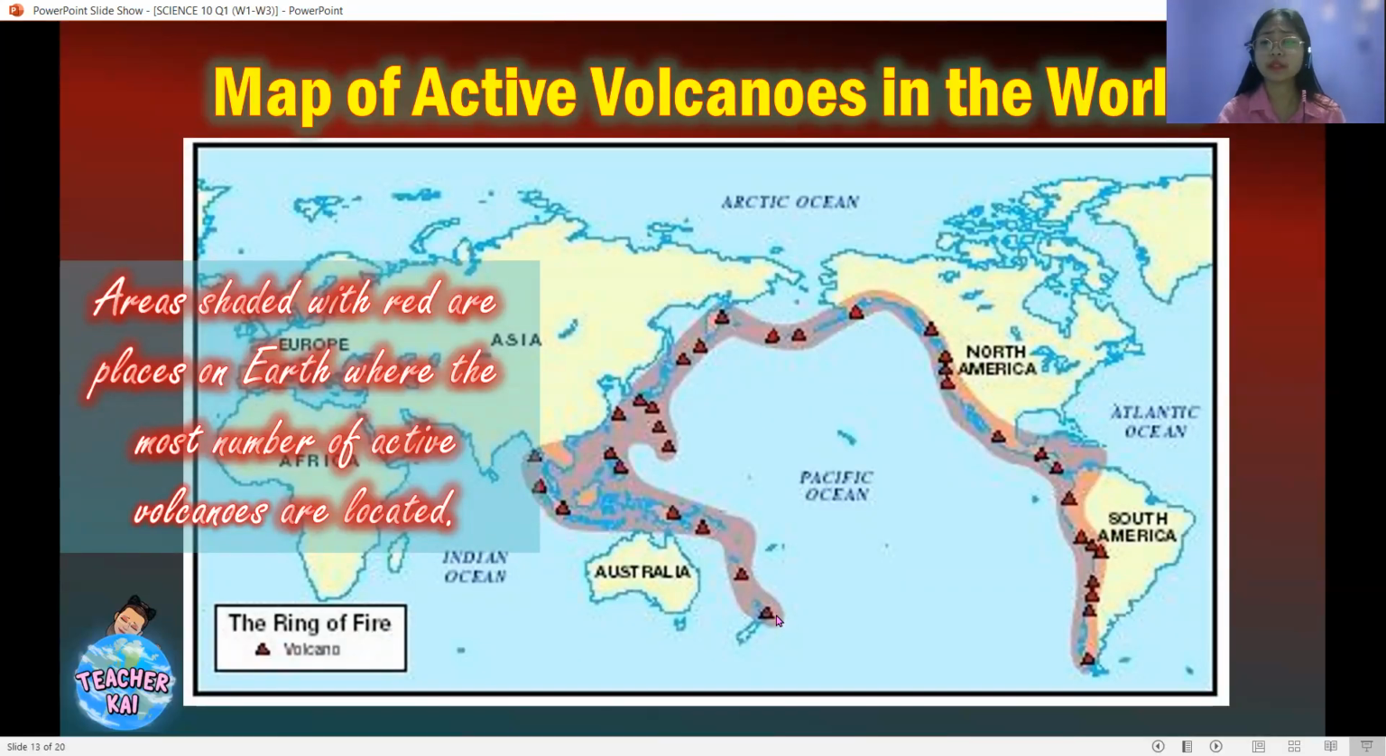So nakikita nyo ba yung Philippines here? Ito, nandito yung Philippines. And as you have noticed, meron siyang dalawang most active volcano. So those are the most active volcanoes. We have two. And those are Mount Pinatubo and Mount Mayon. So sila yung pinaka-active dito sa Philippines. Alright?